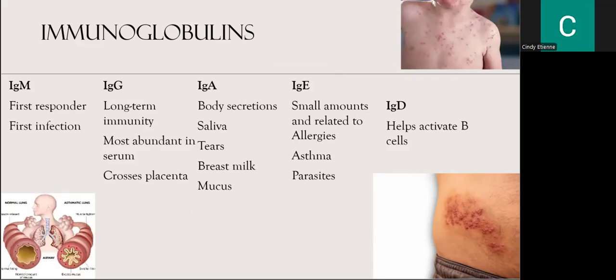So let's connect this to asthma and IgE. When it comes to asthma, IgE is the antibody responsible for allergic reactions. When a person with allergic asthma breathes in an allergen, like pollen, dust mites, or pet dander, IgE recognizes it and binds to mast cells.